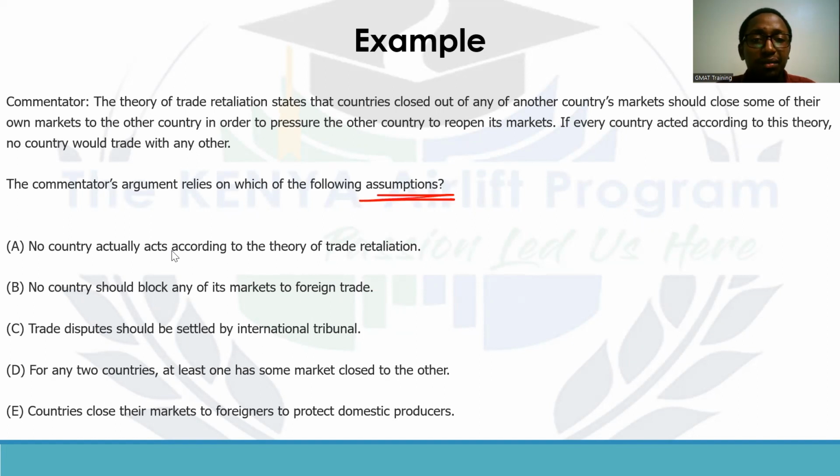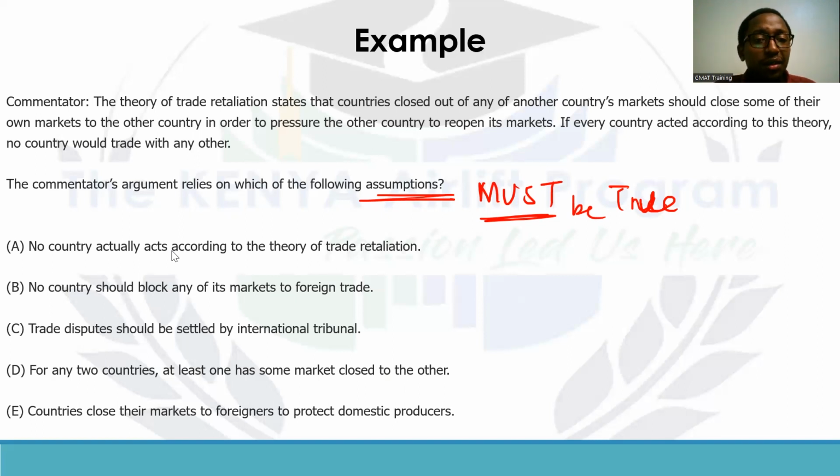What do we know about assumptions? Any assumption that you pick must be true for the conclusion to be correct. And if this assumption that you pick happens to be false, that is, if you negate this choice, the conclusion should either be false or should weaken.